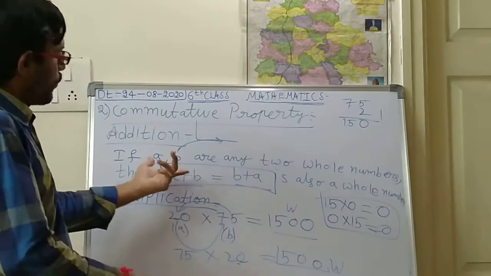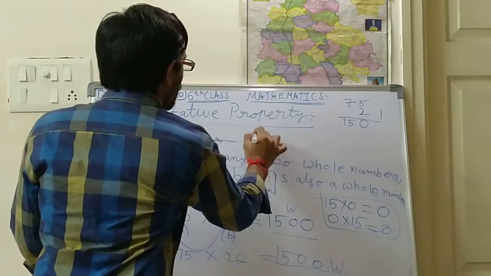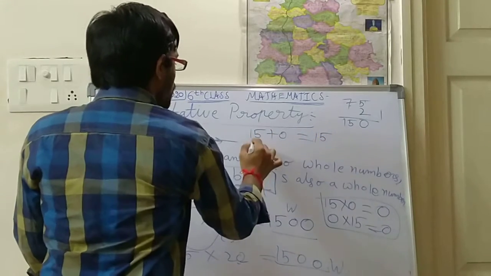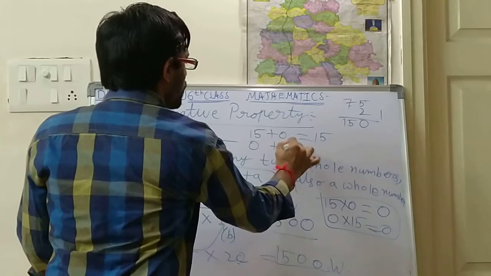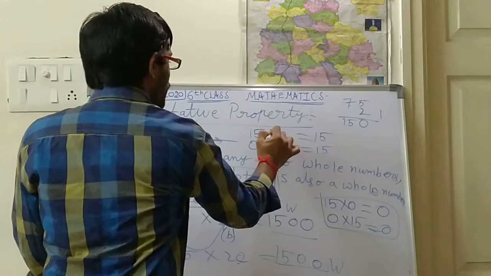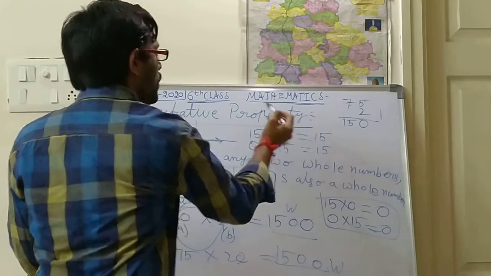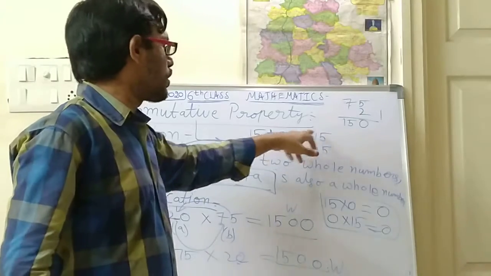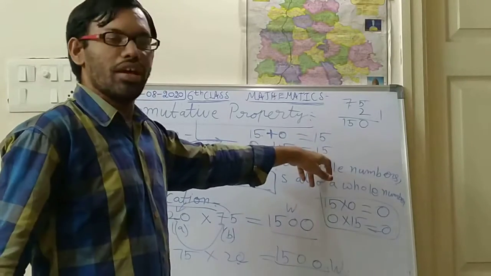For addition, take 15 plus 0. What is 15 plus 0? 15 only. And 0 plus 15 is also 15 only. So anything plus 0 will be that thing only. x plus 0 will be x only, and 0 plus x will be x only.